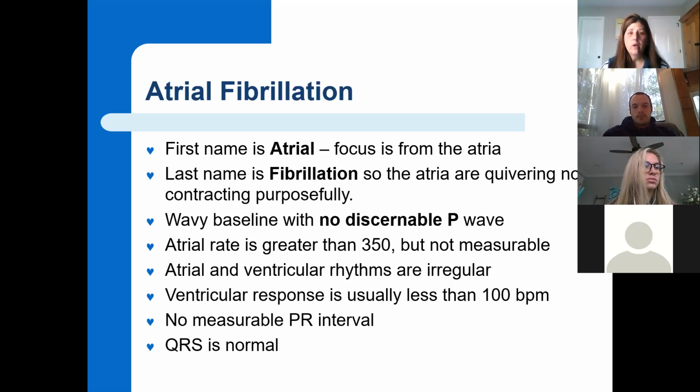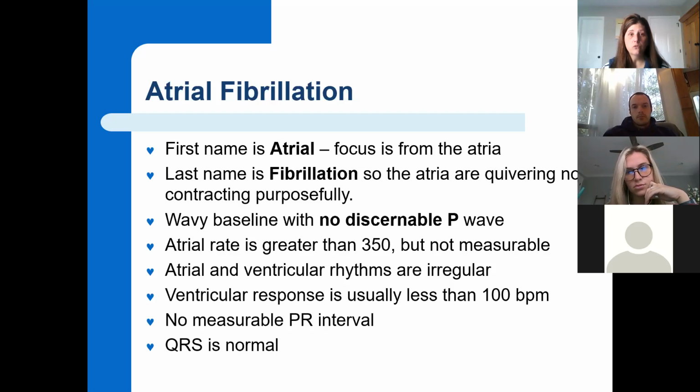Okay. With atrial fibrillation, you can have a rate. You see here, atrial rate is greater than 350, but it's not measurable. We're going to look at an example, but oftentimes you can have a rate up to 650. That is scary, okay?